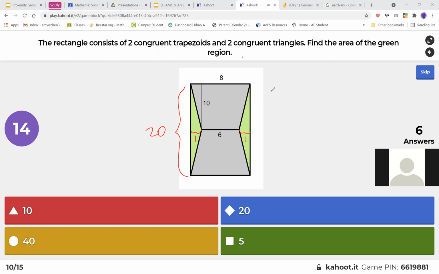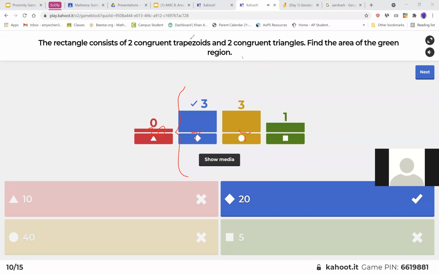Is that saying 8 at the very top? Yes, it's 8. Okay. Some of you guys got it. Oh, okay. I'm wrong now. All right, I'm gonna show the media thing.